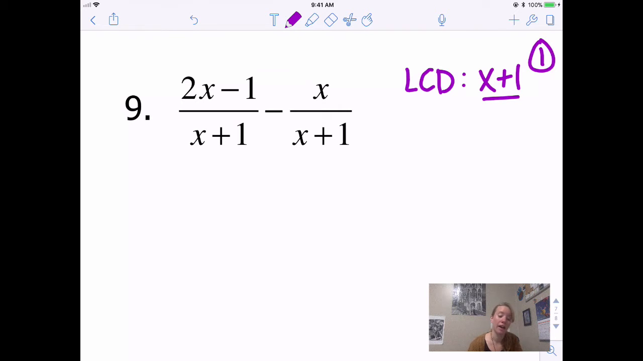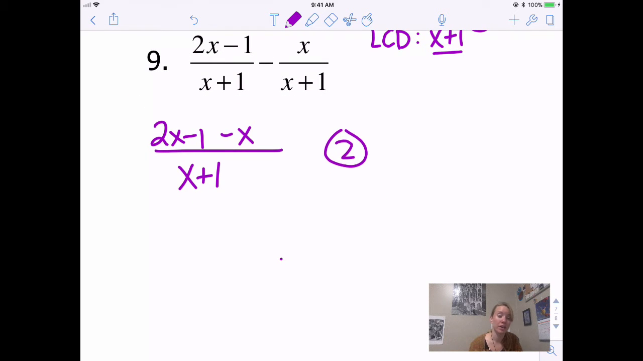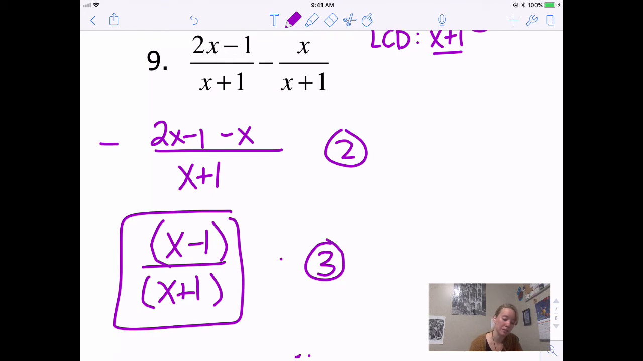Step 2, I need to say, keep the LCD, x plus 1, and then I keep the numerator, 2x minus 1 minus x. That's step 2. Step 3 is combine like terms. So 2x minus x is 1x minus 1 over x plus 1. Now remember, you can't simplify those denominators because they are each a term. One is a plus, one is a minus. All right, so our final answer is x minus 1 over x plus 1.